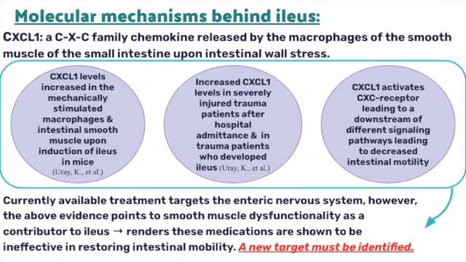Both of these findings were uncovered by Dr. Yurey et al. Another thing to note about CXCL1 is that it activates a CXC receptor, whose activation leads to a downstream of different pathways that could potentially lead to ileus. Now, a major issue with treating ileus is that the currently available medications target the enteric nervous system. However, as the evidence points, ileus is most likely caused by smooth muscle dysfunctionality. So then these medications are practically ineffective. So we must set out to identify a new target.